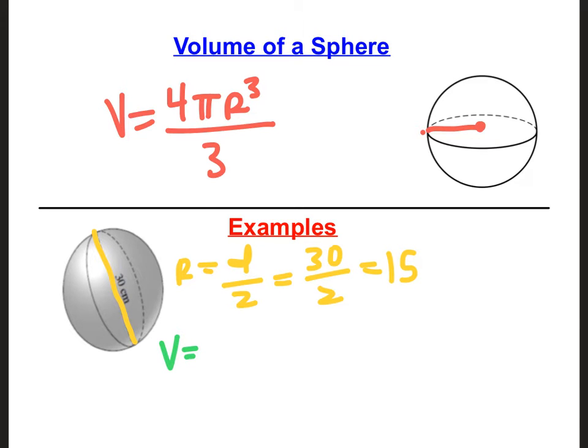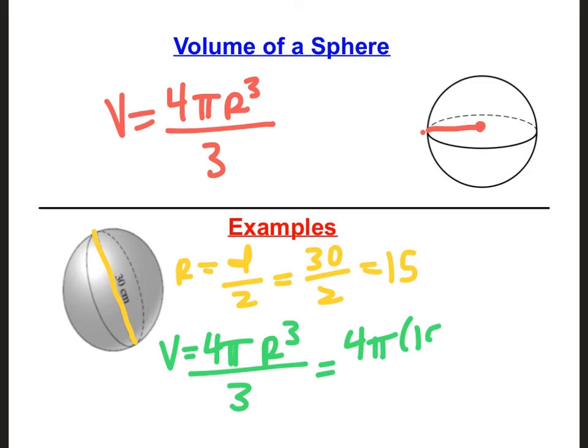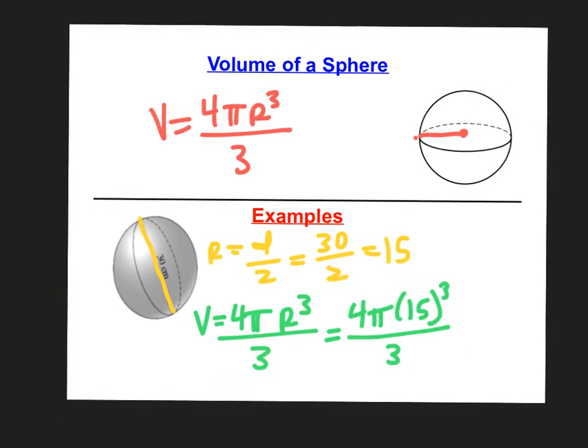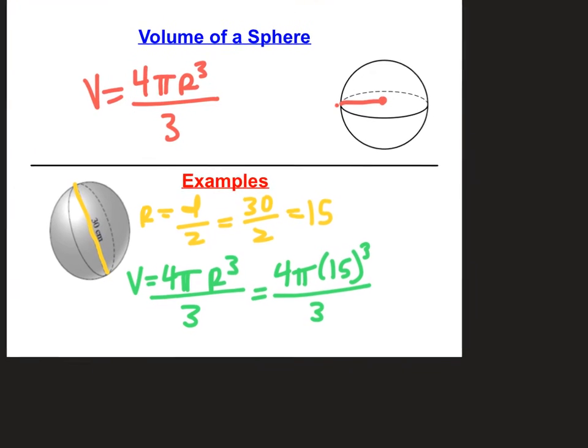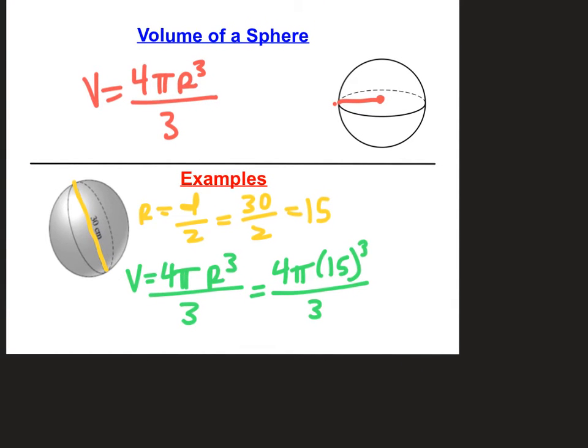Again, V equals 4 pi r cubed, all divided by 3. So we're going to do 4 pi, my radius is 15 cubed, and then we're going to divide it by 3. I'm going to zoom out just a little bit so I have a little space. But at this point, we're putting it in our calculator. We want to figure out what's happening on the top before we divide it by 3.